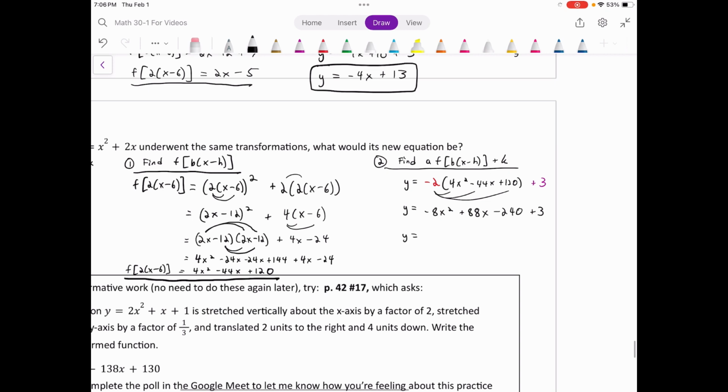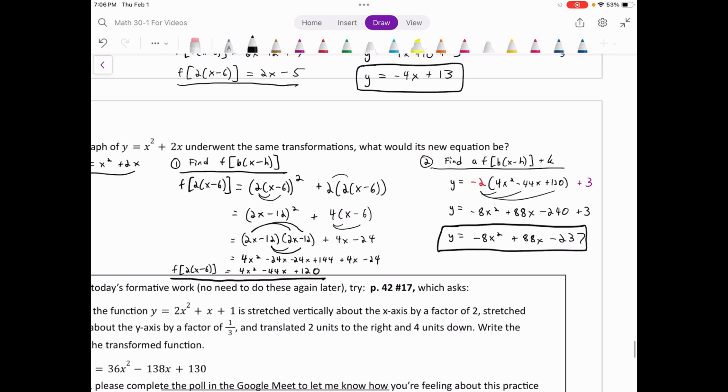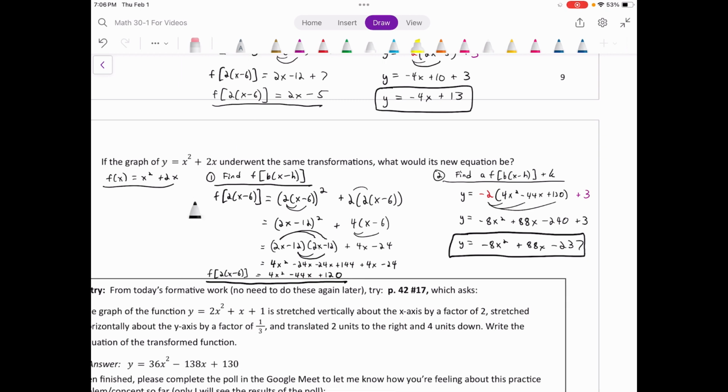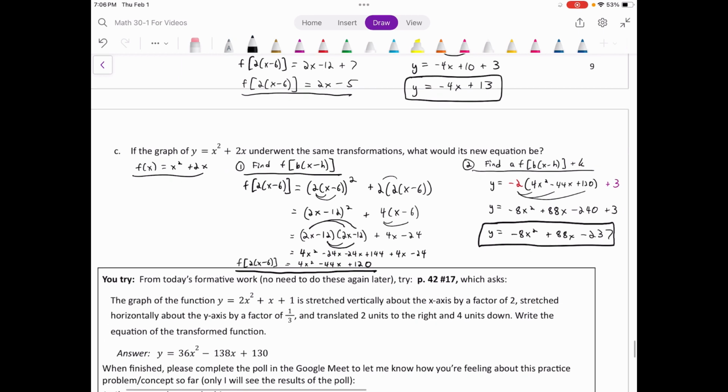And all that's left to do is combine like terms, so nothing to combine with the x squared term, nor the x term. However, -240 plus 3, we can combine those into -237. And there we go. That's the equation of the transformed function, right? Not in terms of the original. That is just straight up the equation of the parabola that we would get if we did all of those things to this function. Cool, right?